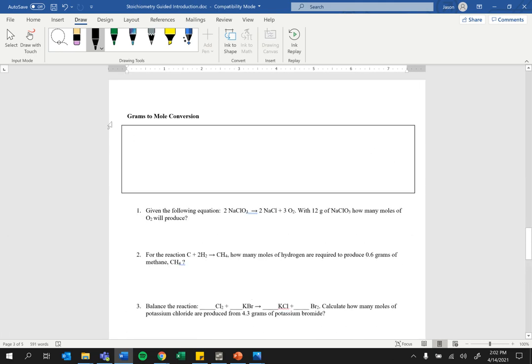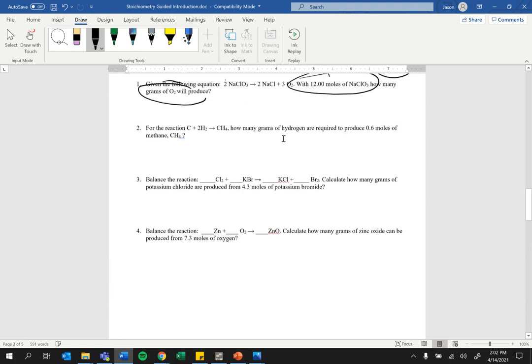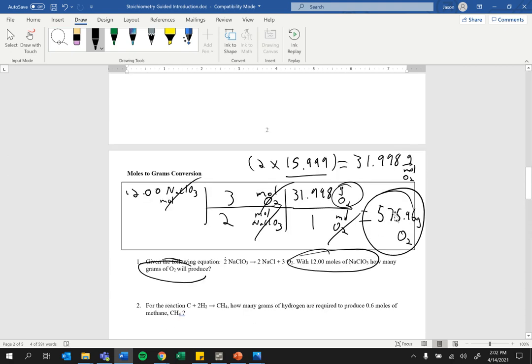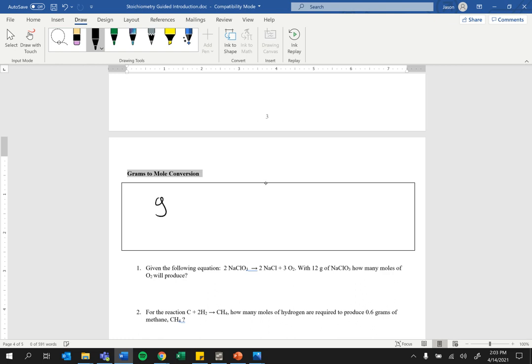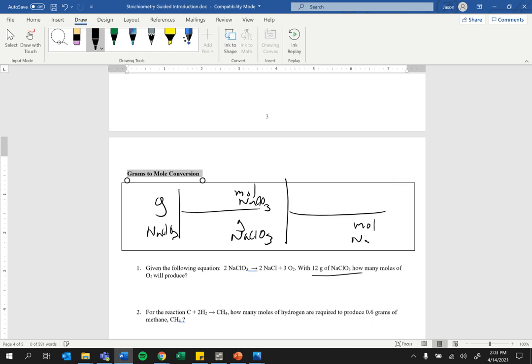Finally, grams per mole is the same thing, except I'm going to go backwards. I'm going to start from grams. I'm going to go from grams to moles. In fact, let me just set this up here. You're going to get a certain number of grams here. In this first question, for example, it's grams of NaClO3. You're going to go from grams of NaClO3 to moles of NaClO3. And then you're going to go from moles of NaClO3 to moles of O2. This is how you do number 1.